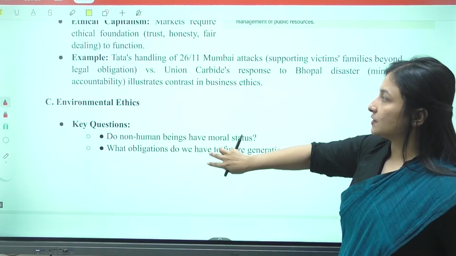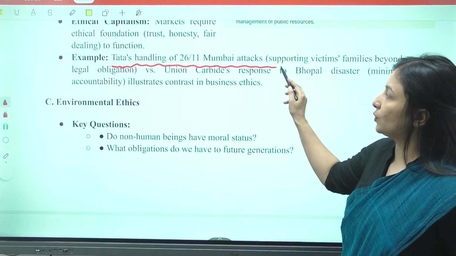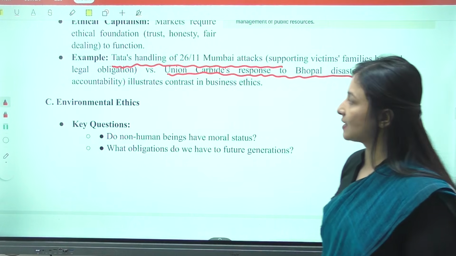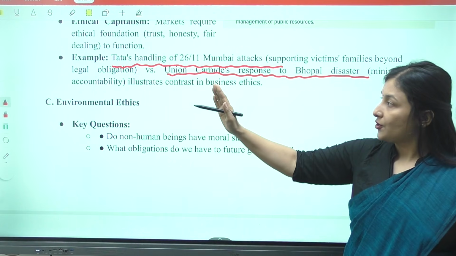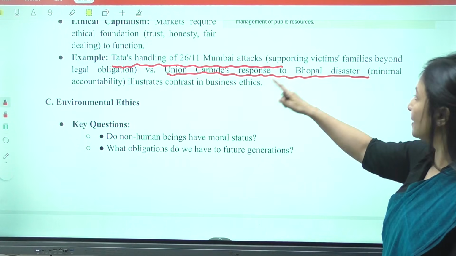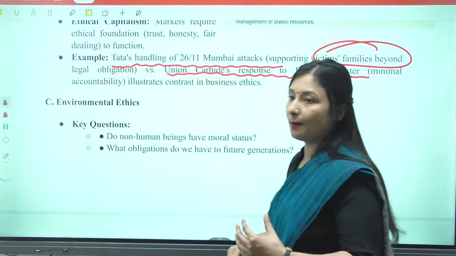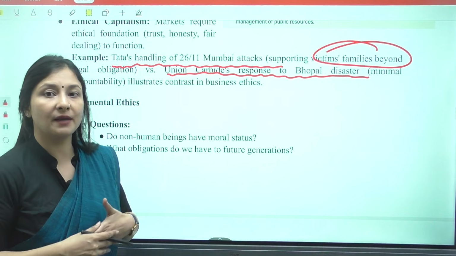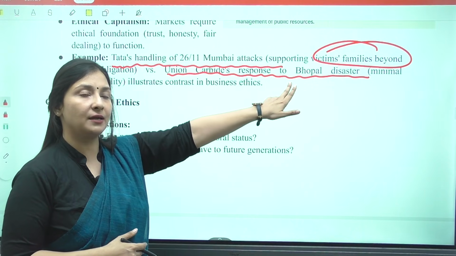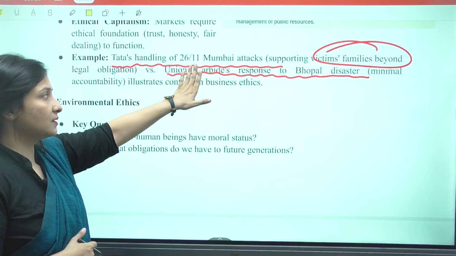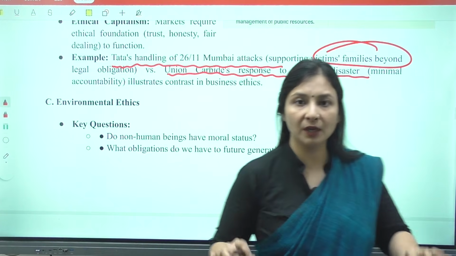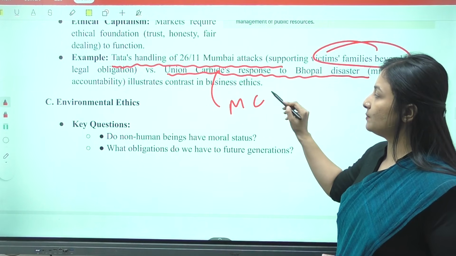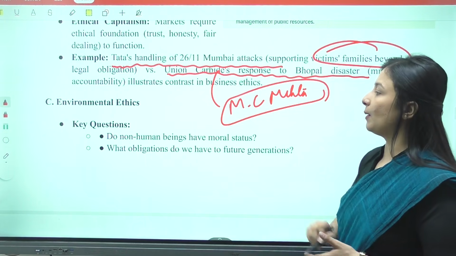Now, see, Tata's handling of the 26/11 Mumbai attacks versus Union Carbide's response to the Bhopal gas disaster illustrates a contrast in business ethics, because Tata supported the victims' families and said that it is their legal obligation. They took upon that responsibility, right? They took the accountability upon themselves. When the Bhopal gas tragedy happened in 1984, the company Union Carbide wanted to take minimal responsibility or minimal accountability for the incident, right? And after this, we saw that the MC Mehta case decision also came up by the Supreme Court.